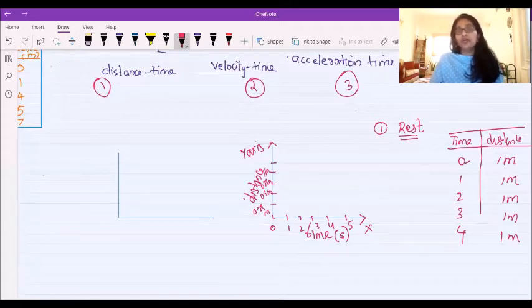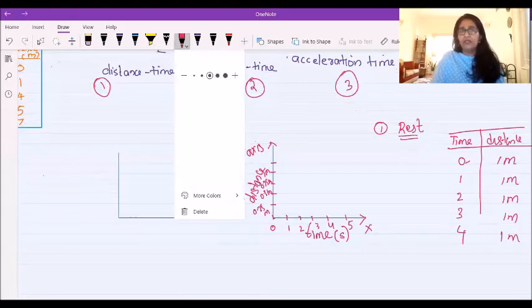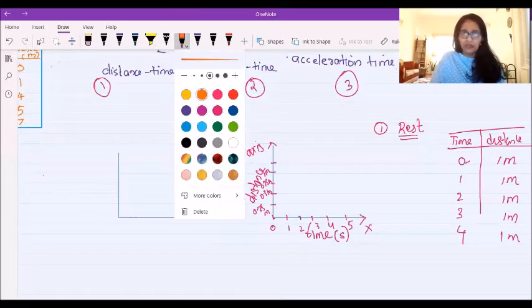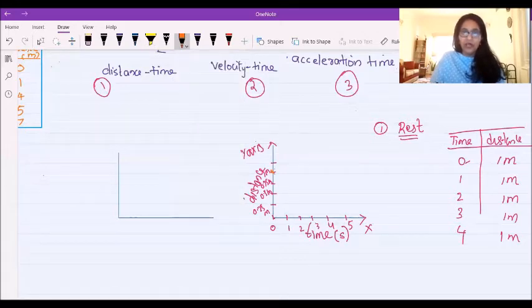So when time was 0, when I observed, the table was in the same place. Where was the table? The table was here at 1 meter. After 1 second, still the same place. 2, still here. 3, still here. 4, still here. 5 also here. Everywhere the same. So how will I draw the graph? Connecting all these points, I will draw a graph like this. So this is the nature of the distance time graph for an object which is at rest.